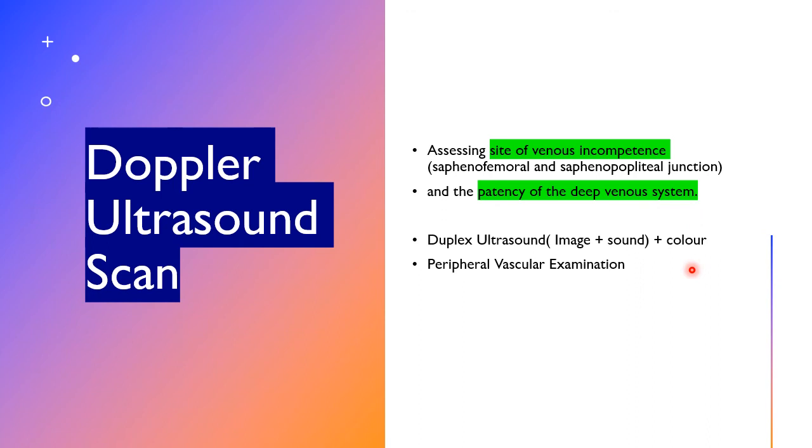It consists of a duplex ultrasound which incorporates the sound and image, produces not only the image, it also produces the sound of the blood flow. And nowadays we have this color Doppler ultrasound which can also allow you to measure the speed of the arterial and venous flow. It can also help you to diagnose peripheral vascular conditions, which are very important to exclude, especially if you are considering compression treatment or surgery for varicose veins.